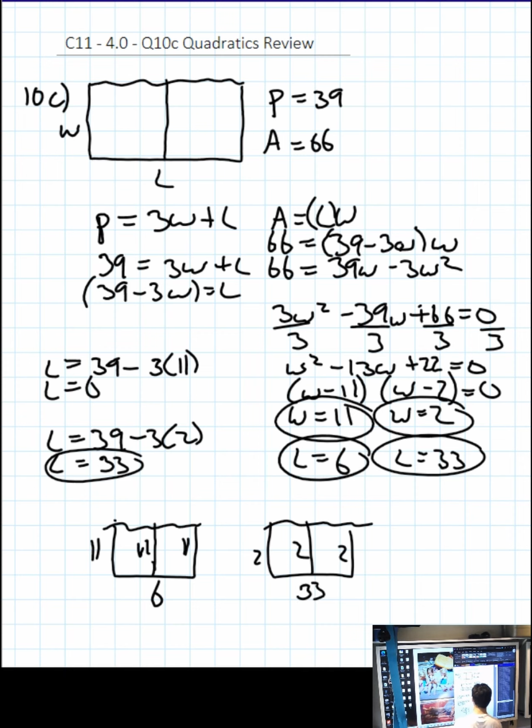And then let's confirm. We're going to do this in our heads. So what's the perimeter of the first shape, of all the fencing? 11 plus 11 plus 11 is 33, plus 6 is 39. And off to the right, 2 plus 2 plus 2 is 6, plus 33 is also 39. And length times width, 11 times 6 is 66, and 2 times 33 is also 66 for the area. So let's say check mark, check mark. Awesome.